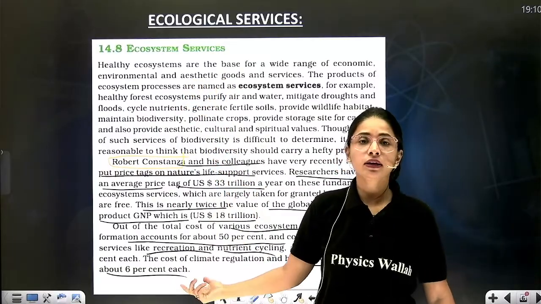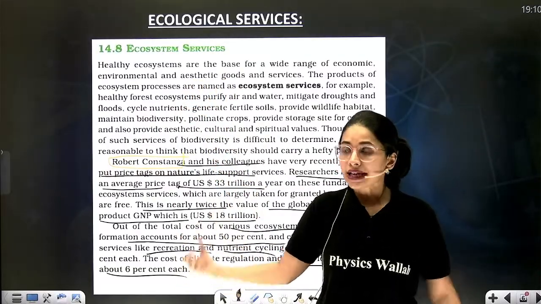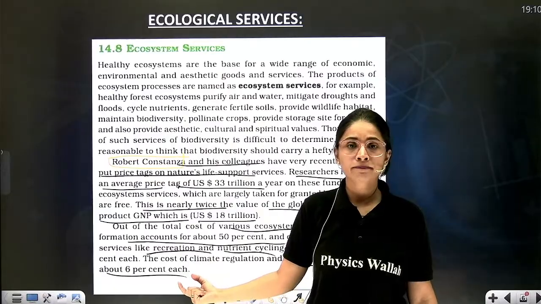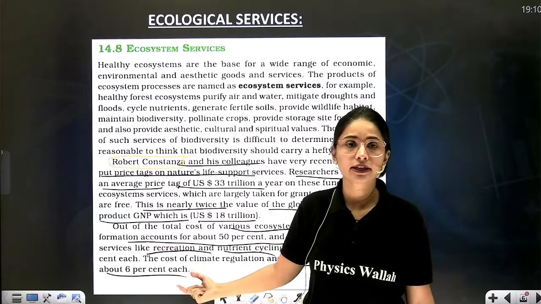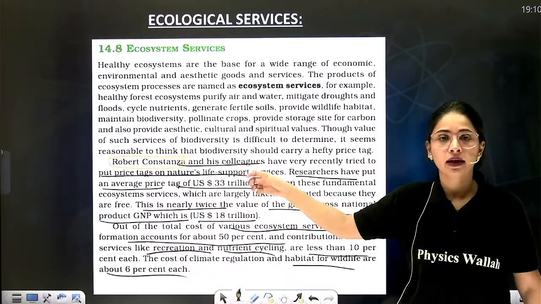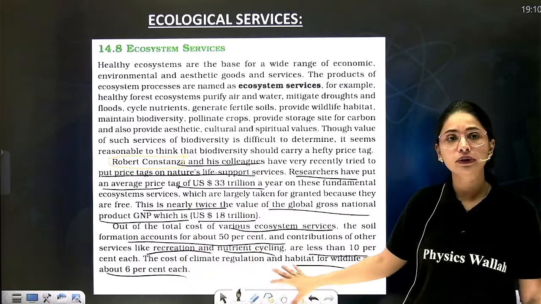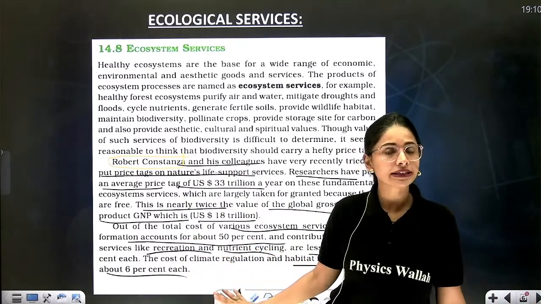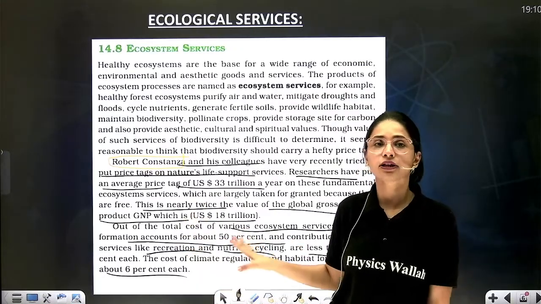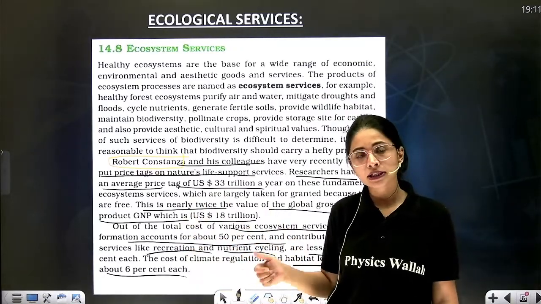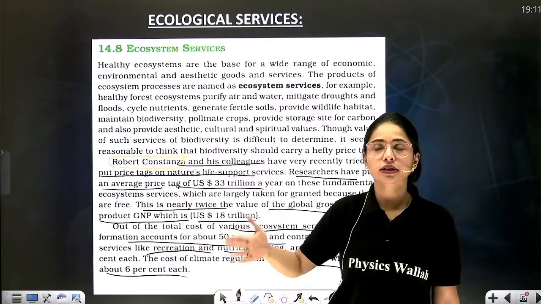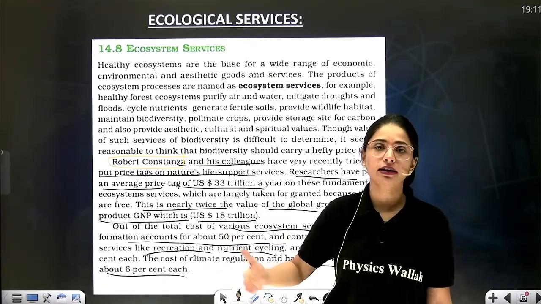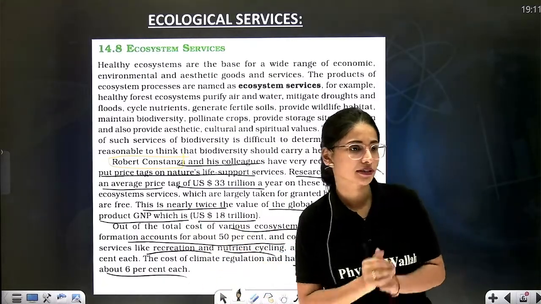And every service given by ecology, if it starts demanding, then you know this much amount you have to pay, and every service has its own contribution, which is given percentage-wise by Robert Constanza and his colleagues. You have to remember it. Questions from this section can also be directly asked in your NEET examination.